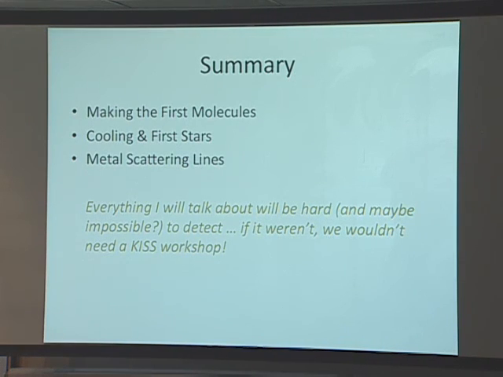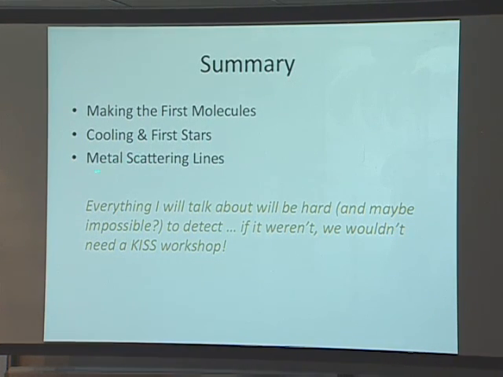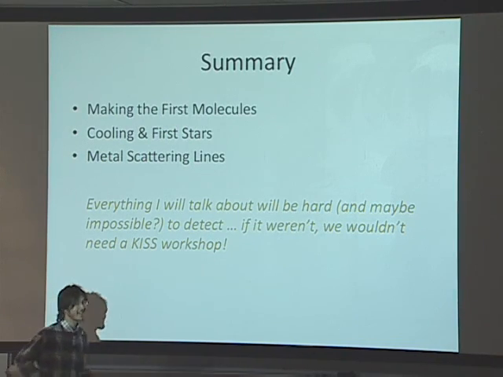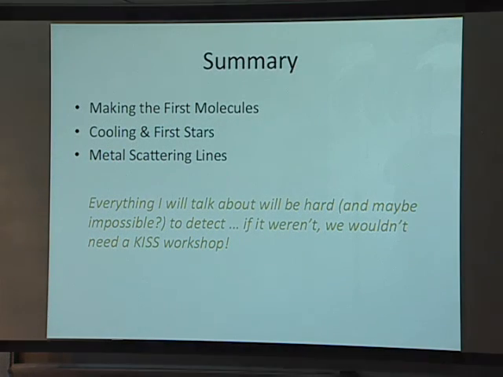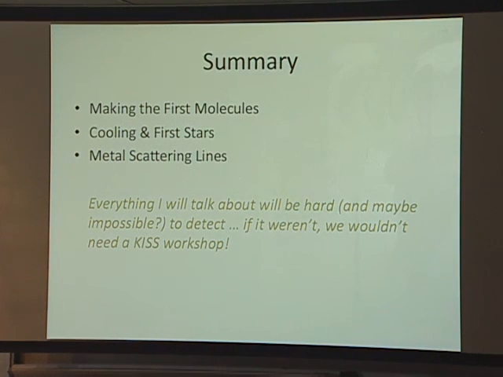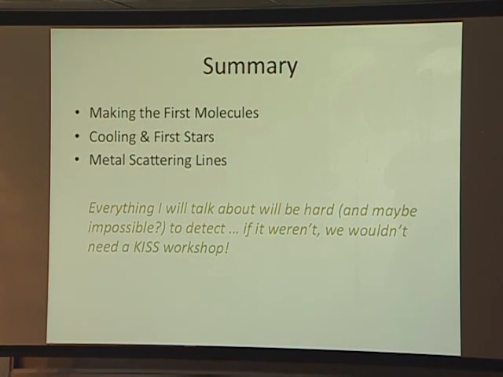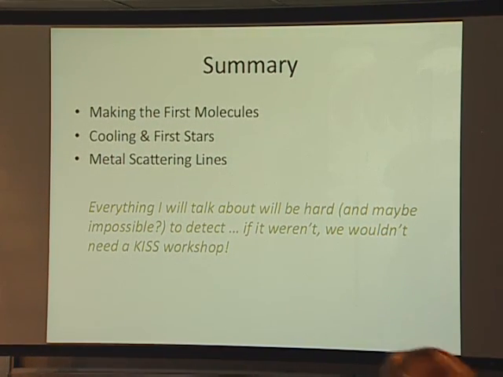But what I thought I would focus on is first what happens after the recombination epoch, how the first molecules in the universe are made. And then I'll say just a little bit, a couple slides, on the cooling and the formation of the first stars. And then I'll spend the last part of the talk on metal scattering lines, which of course you'll only see after the first stars because somebody has to make the metals. Everything I'm going to talk about is going to be hard to detect. None of it has been seen yet. And that's why we're here.